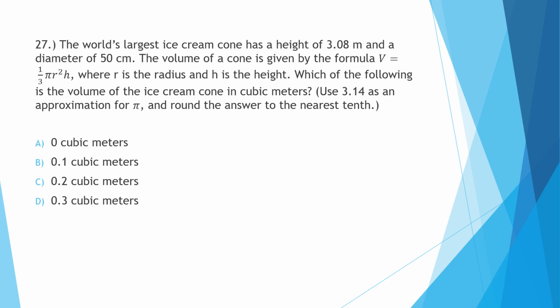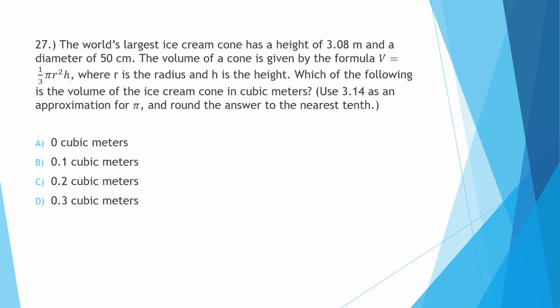The world's largest ice cream cone has a height of 3.08 meters and a diameter of 50 centimeters. The volume of a cone is given by the formula V equals 1/3 pi r squared h, where r is the radius and h is the height. Which of the following is the volume of the ice cream cone in cubic meters? Use 3.14 as an approximation for pi and round the answers to the nearest tenth.